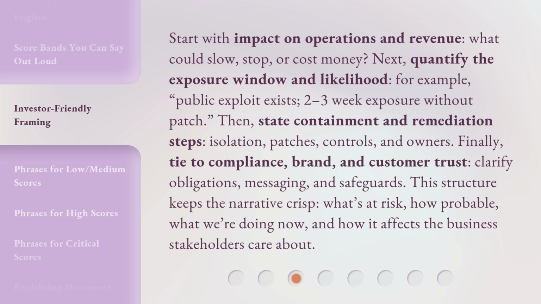Then, state containment and remediation steps. Isolation, patches, controls, and owners. Finally, tie it to compliance, brand, and customer trust. Clarify obligations, messaging, and safeguards. This structure keeps the narrative crisp: what's at risk, how probable, what we're doing now, and how it affects the business stakeholders care about.